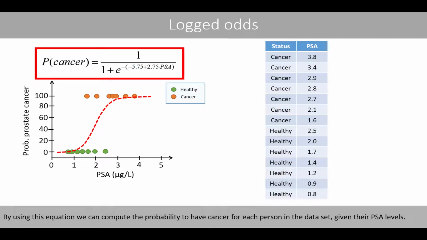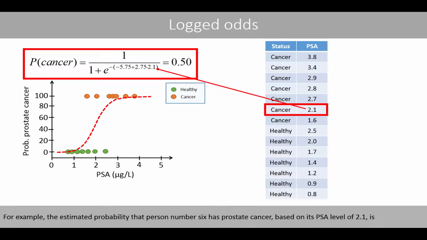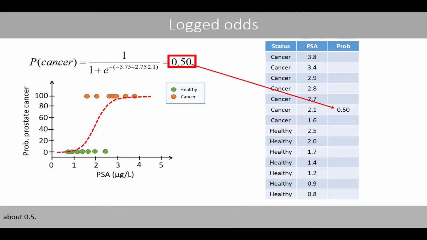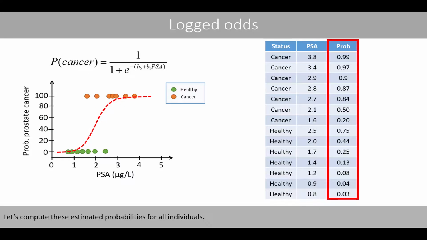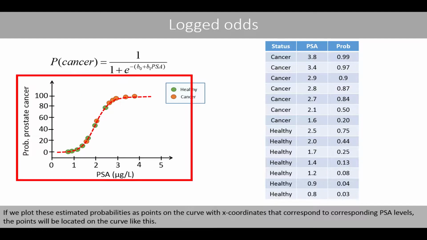By using this equation, we can compute the probability to have cancer for each person in the dataset given their PSA levels. For example, the estimated probability that person number 6 has prostate cancer based on their PSA level of 2.1 is about 0.5. We will get the same value if we use the fitted curve, since the curve has been generated based on the equation with the estimated parameter values. Let's compute these estimated probabilities for all individuals. If you now plot these estimated probabilities as points on the curve with x coordinates that correspond to the PSA levels, the points will be located on the curve like this.